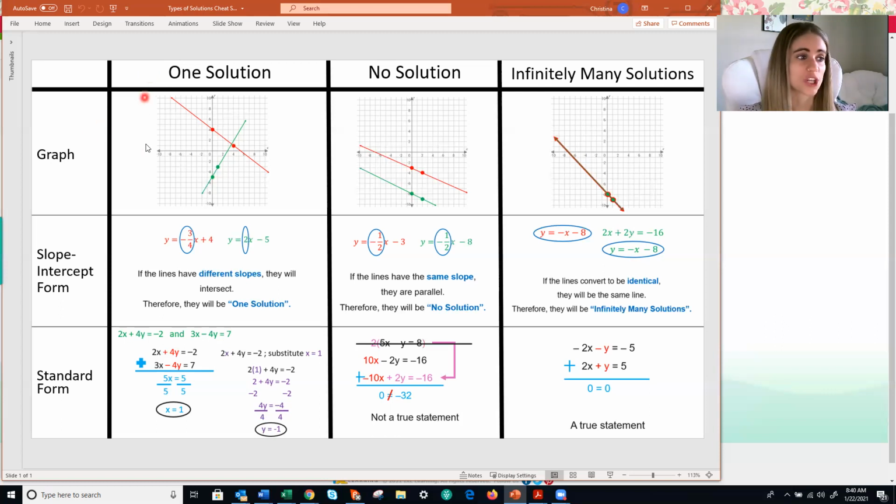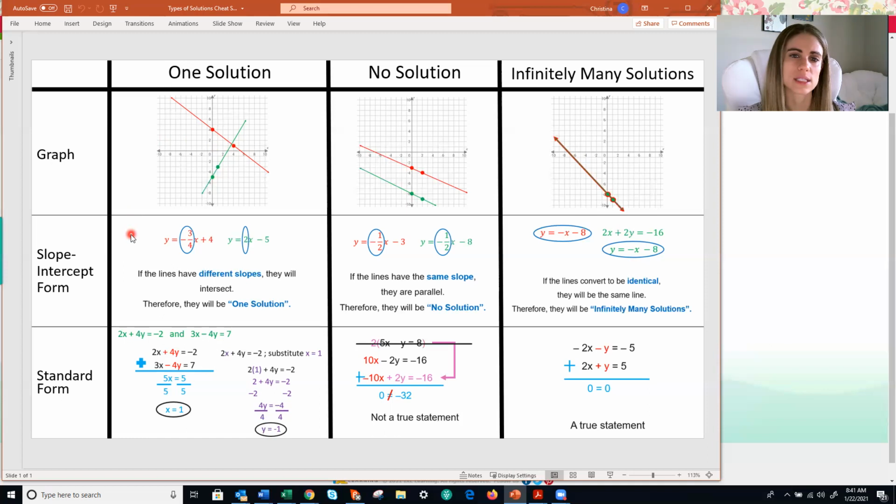One solution, when you graph it, is where your two lines intersect, because that solution, that answer, is where your lines cross. So that one single point, that ordered pair, an x and a y, is the solution, because that's where they cross. That's a shared point. So if you were to see a graph that looks like that, you could automatically say it's one solution.